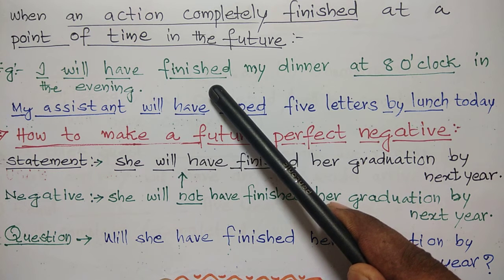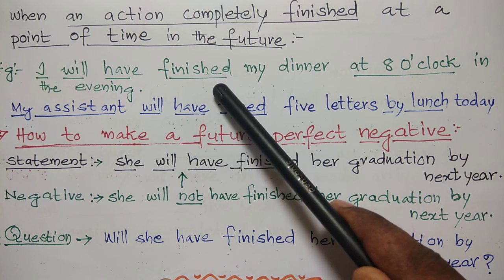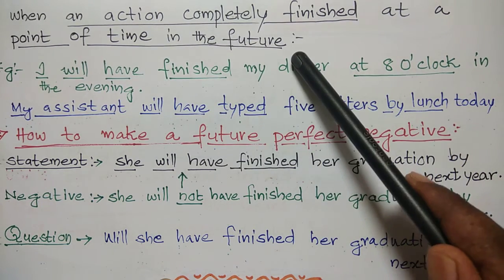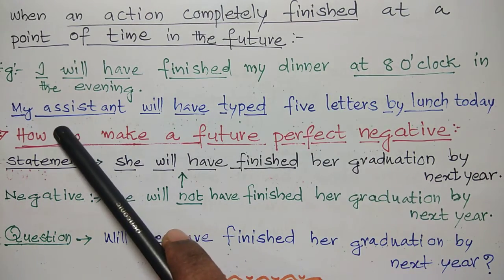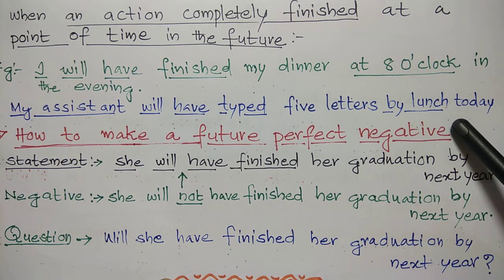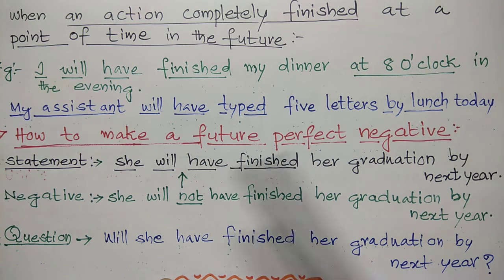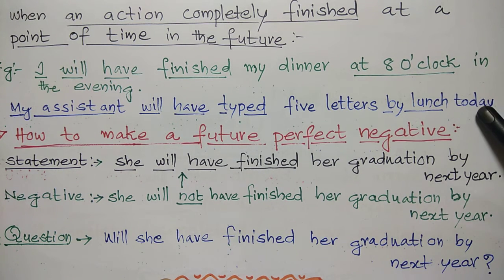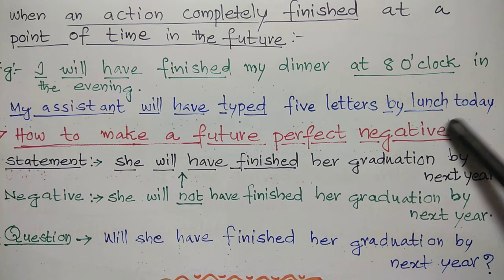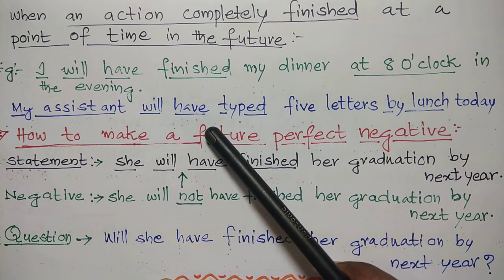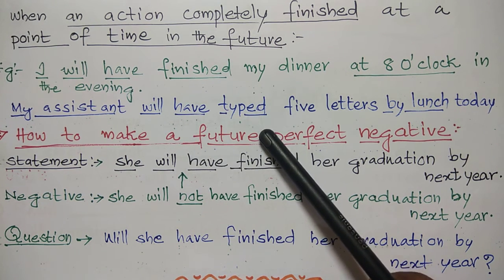So in such cases also we use the future perfect tense. An action completely finished at a point of time in the future. Next example, my assistant will have typed 5 letters by lunch today. By lunch today, it's a point of time in the future. Subject is my assistant plus will plus have plus V3 form of type is typed.